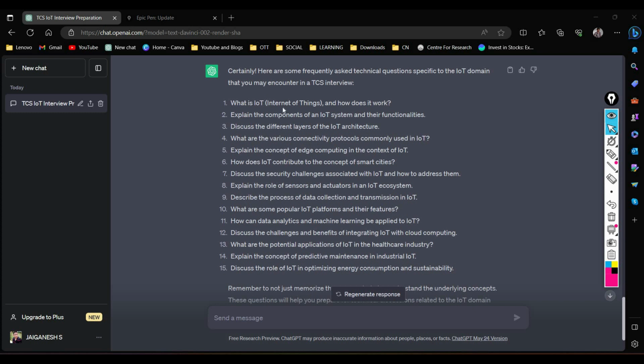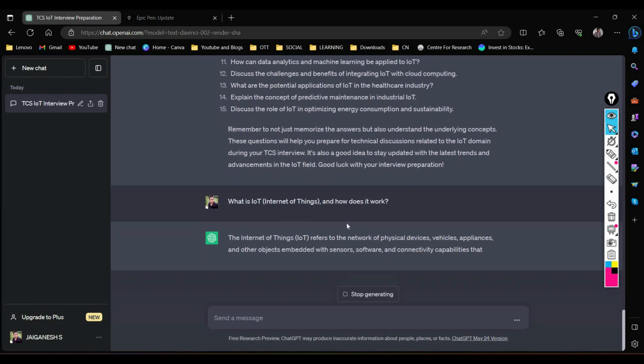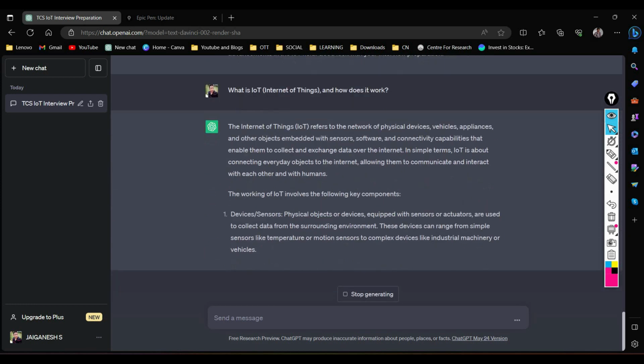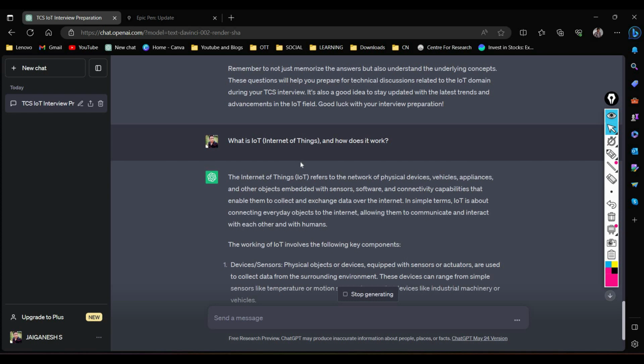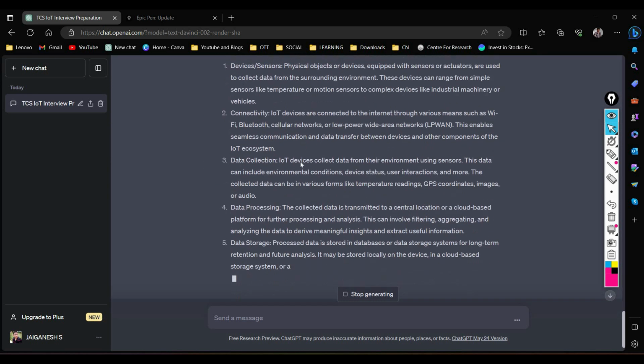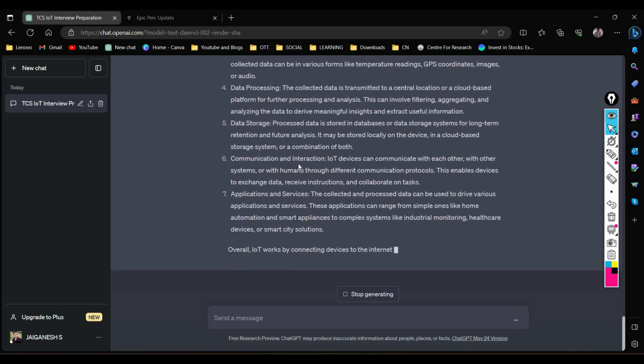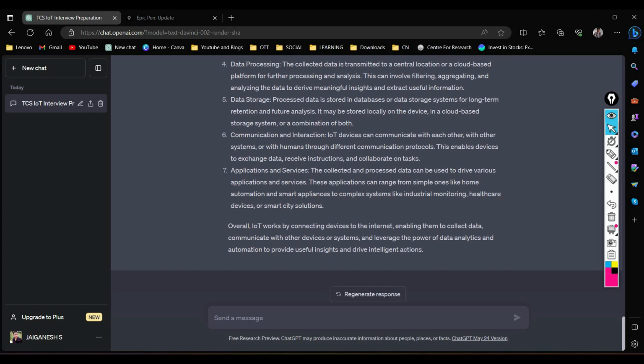And even if you don't know the answer to a particular question, simply copy the question and give it in the prompt again. That is going to give you the answer for that question. So here I have asked ChatGPT to give me the answer for what is IoT and how does it work. It gives a descriptive answer of what you can say to an interviewer.